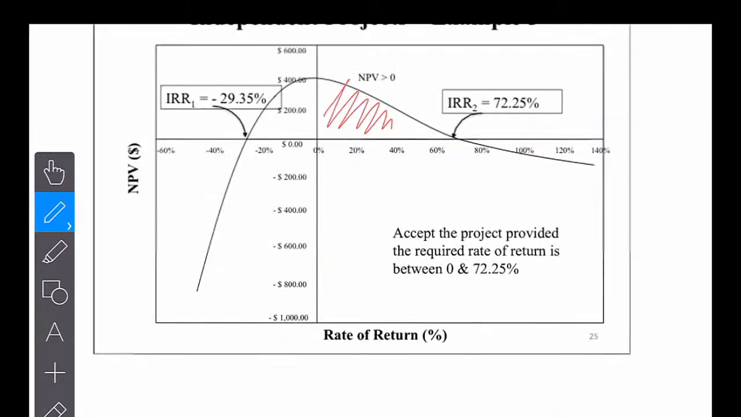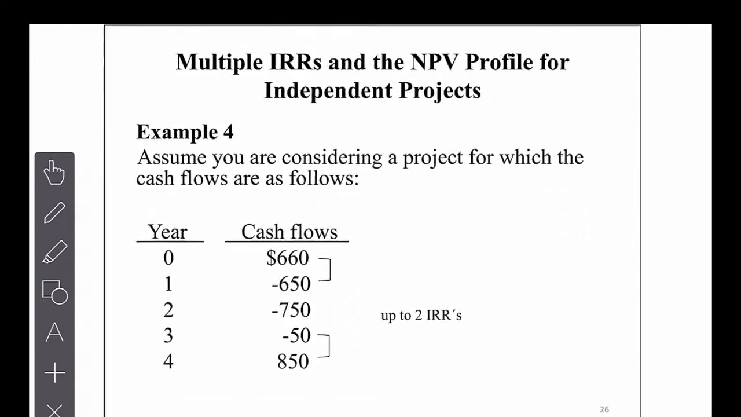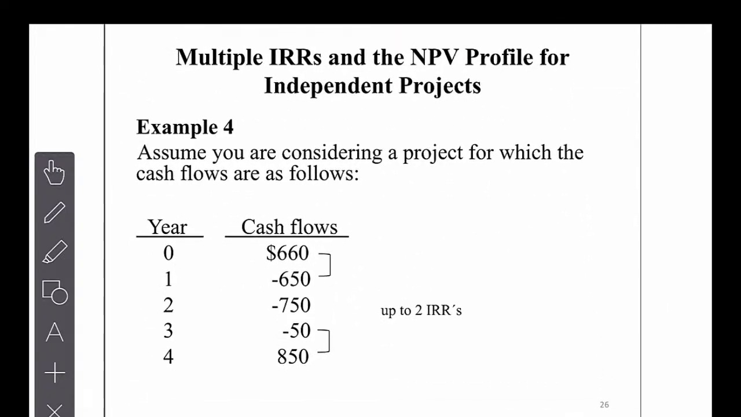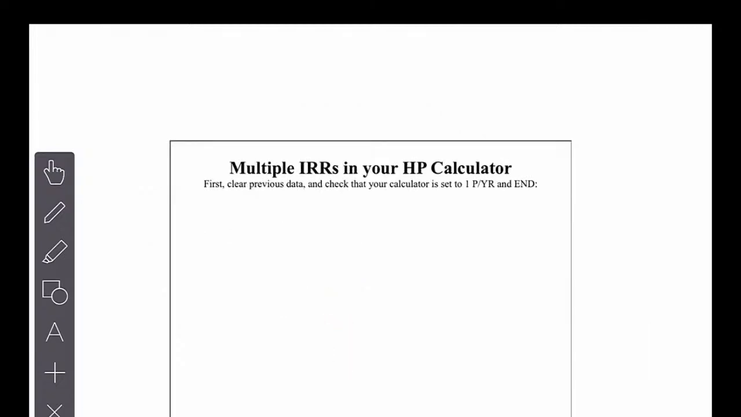Okay, one more. I think it's just one more. Assume you are considering this project. Here are the cash flows. So amount up front that you get, and then you disperse the funds, conduct the project, then another year of conducting, and then you see your return out, dollar return out here in the 4th year. So there are 2 sign changes, positive to negative and negative to positive. So up to 2 IRRs we have to search for.